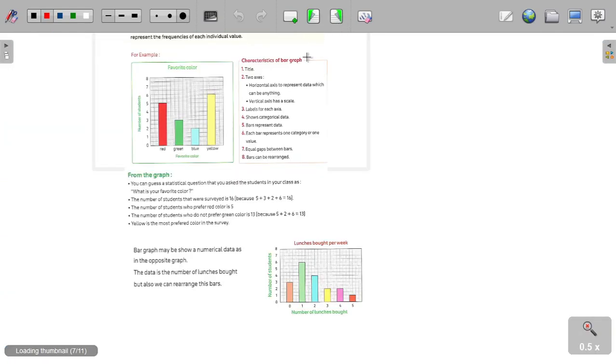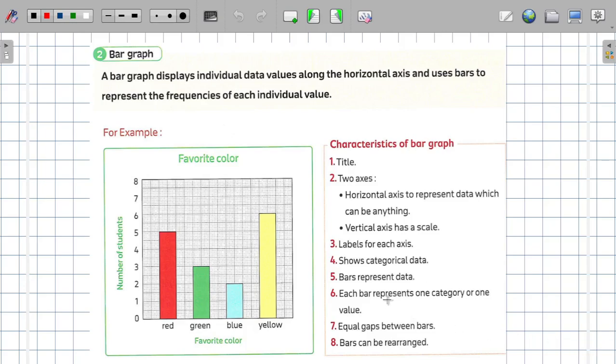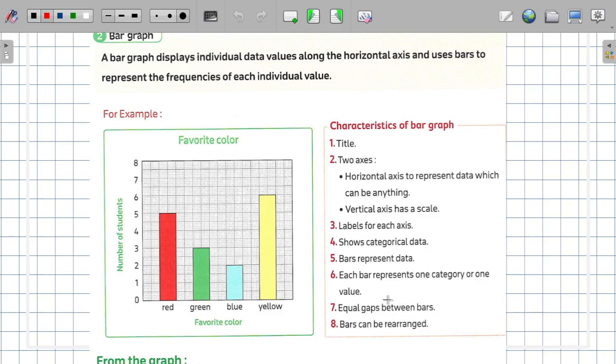The second one was the bar graph. The bar graph displays individual data values along the horizontal axis and uses bars to represent the frequencies of each individual data. So I think the bar graph here maybe represents categorical data, because if I have an example like this, I'm asking about the favorite color, and this is the title. Okay, so the first thing of the bar graph is the title.